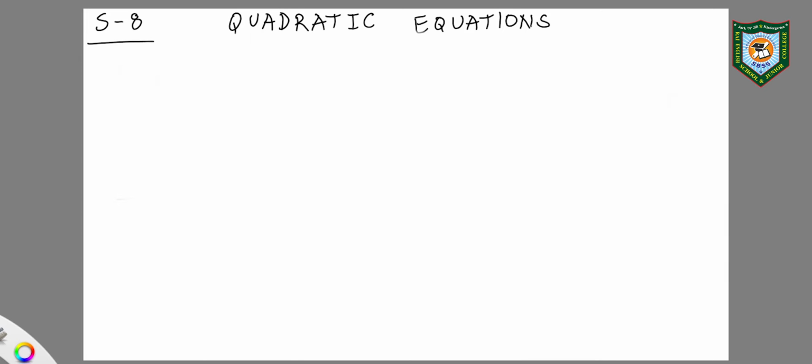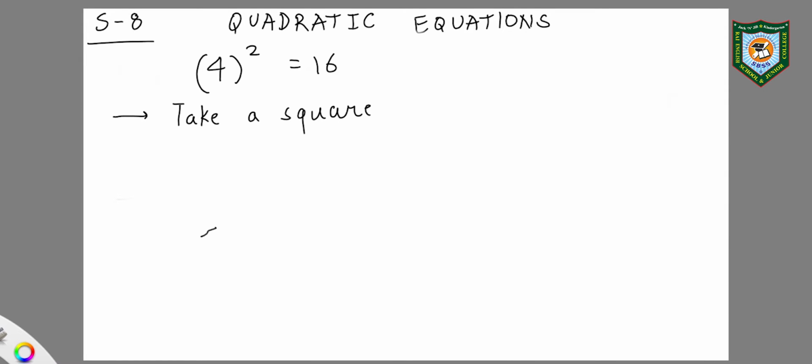So as you all know that 4 square is equal to 16. So what I'm going to do is take the square root of this equation, and once I take the square root, this cancels out and this becomes root 16. So I get the answer as 4 is equal to 4.